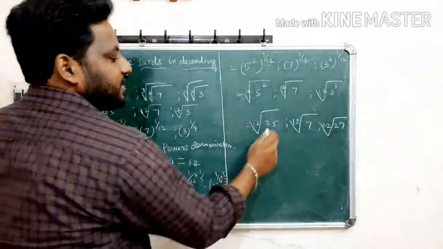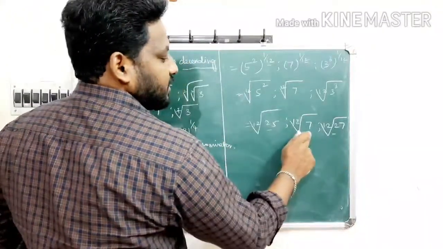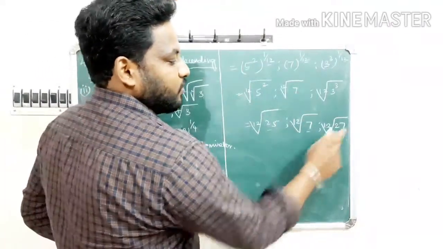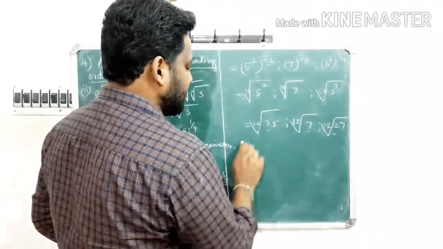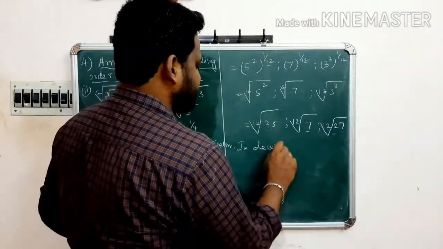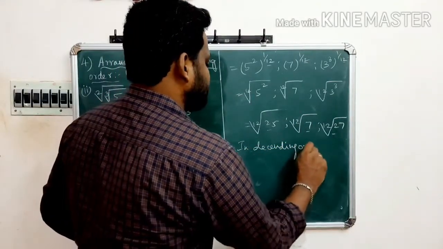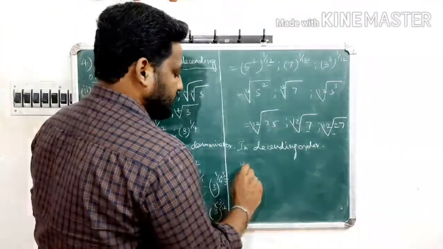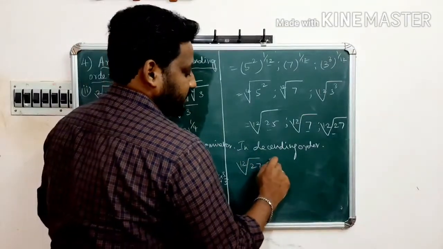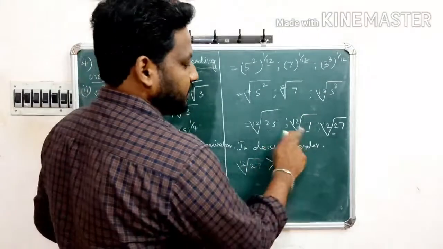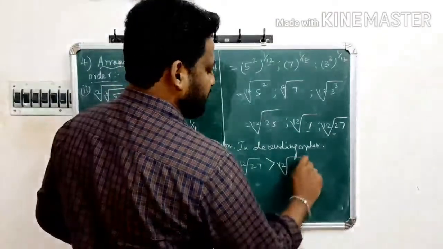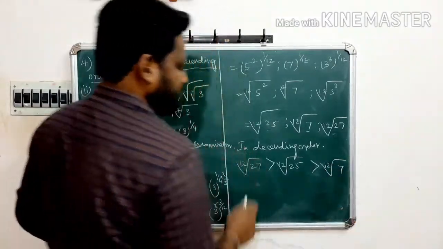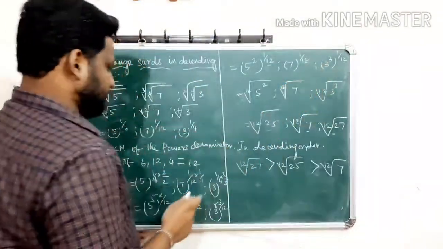So now look at the numbers. The root values are the same, 12. And then inside, you have to look at which is the greatest number in descending order. Which is the greatest number? 27 is the greatest number. So 12th root of 27 is greater than 12th root of 25, which is greater than 12th root of 7. So the 27 number, what is that? Third number.